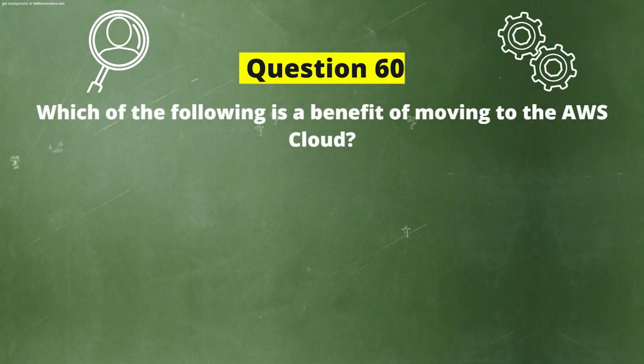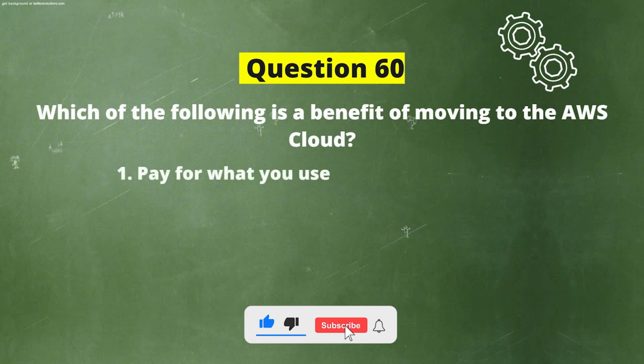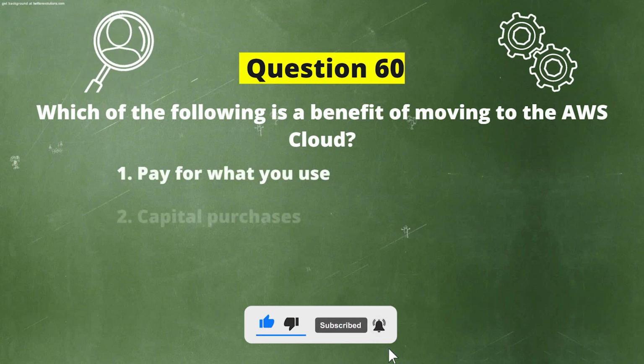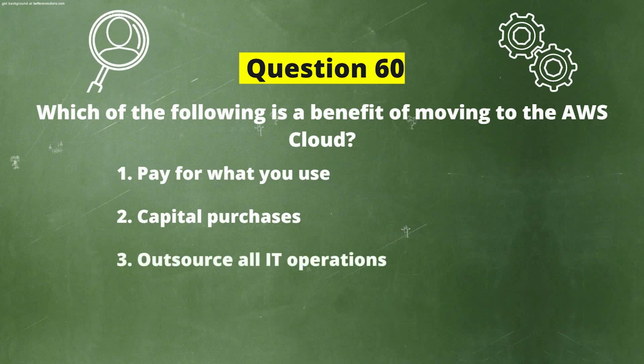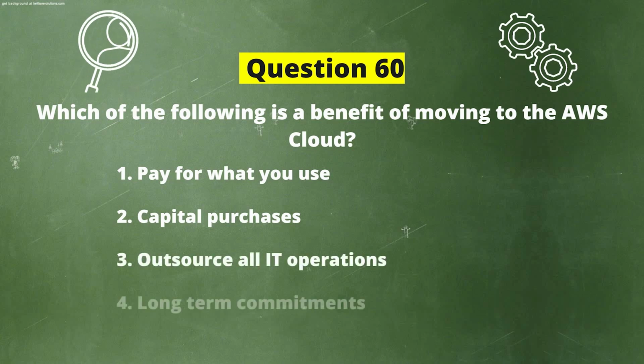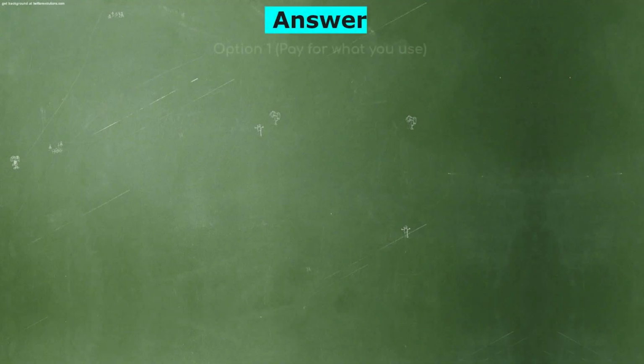Question 60. Which of the following is a benefit of moving to the AWS cloud? Now the options are: Option 1, pay for what you use. Option 2, capital purchases. Option 3, outsource all IT operations. Option 4, long-term commitments. And the correct answer is option 1, pay for what you use.